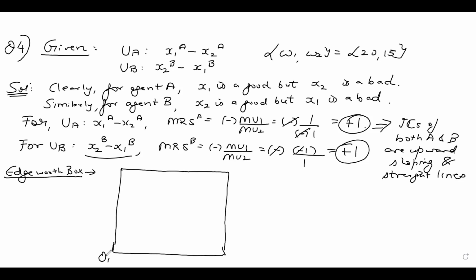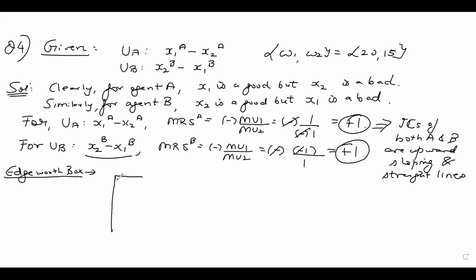This is origin of A, this is origin of B. It's a rectangle, guys. Let me draw it again. It should look like a rectangle. Okay. So this is origin of A, this is origin of B. From A's origin, this is 20 and this is 15. And from B's origin, if you turn your pages, this is 15 and this is 20.